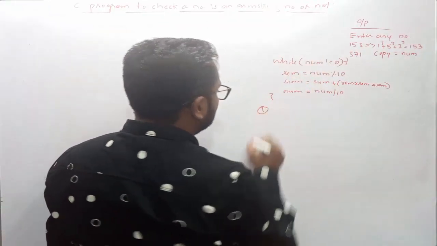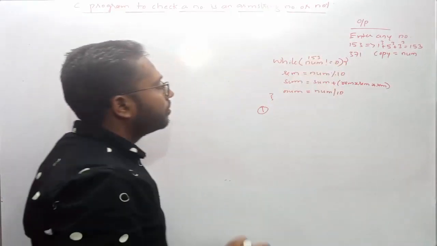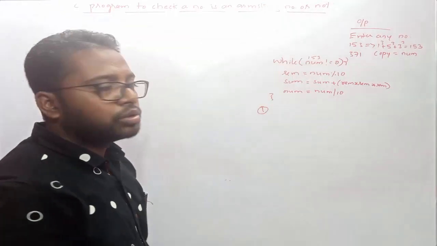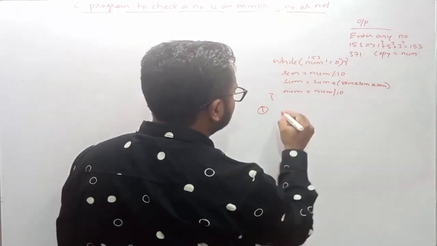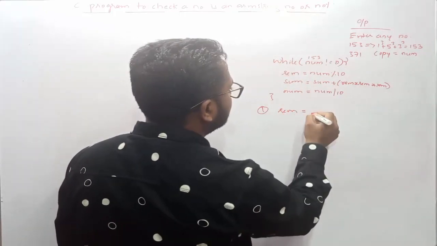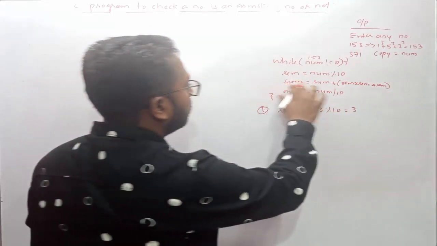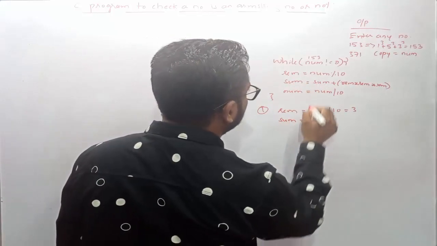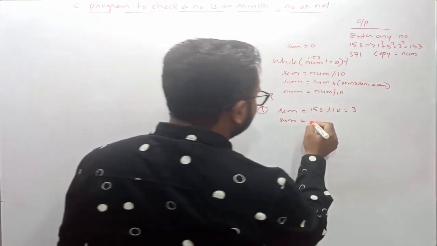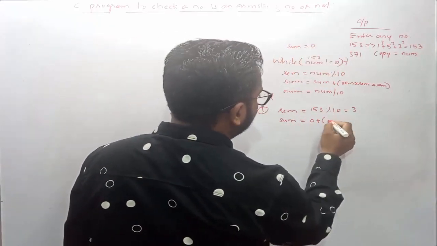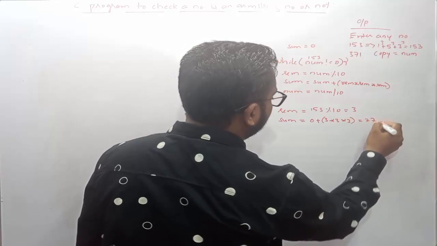Now let us do the first iteration. While num is 153, 153 is not equal to 0, so the condition is true. If the condition is true, control will come inside the while loop to perform these statements. Remainder equals num, which is 153, mod 10, and I will get 3 as the remainder. Then I will perform this step. Sum equals sum, and we need to first initialize sum to 0. So we use that value 0 plus remainder 3 into 3 into 3, which is 27.